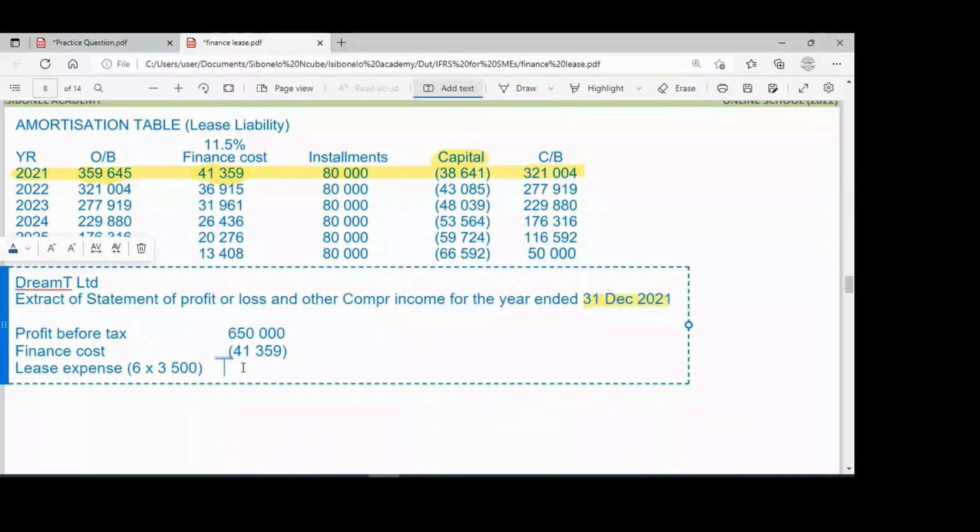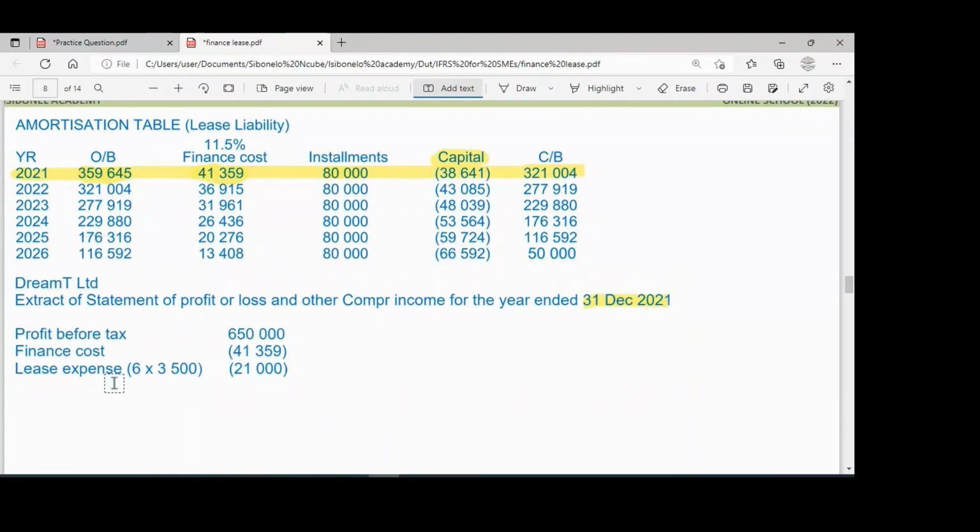21,000. Yes, 21,000. Okay, another thing we must know: with an operating lease, ownership is not transferred to us as the lessee. So there's no need to calculate depreciation for an operating lease.